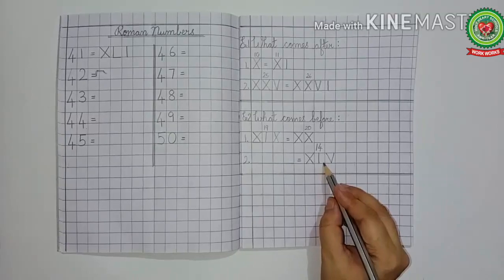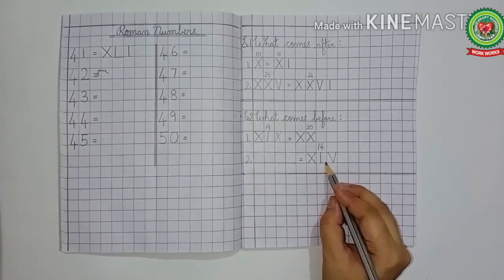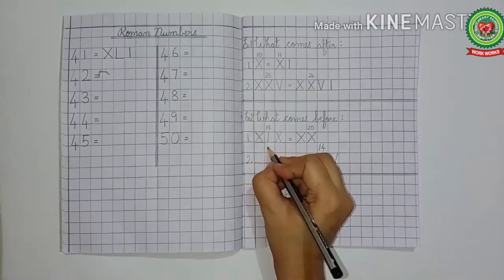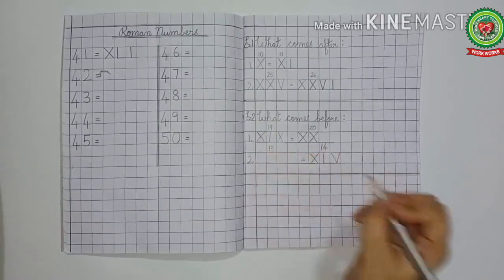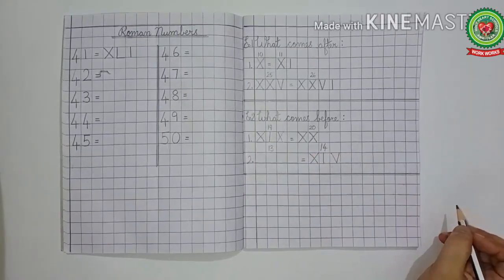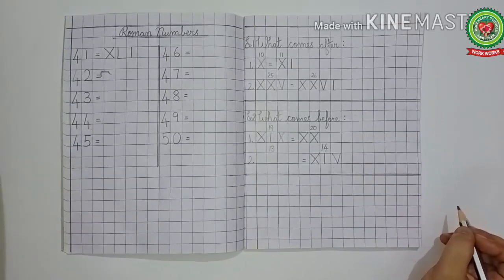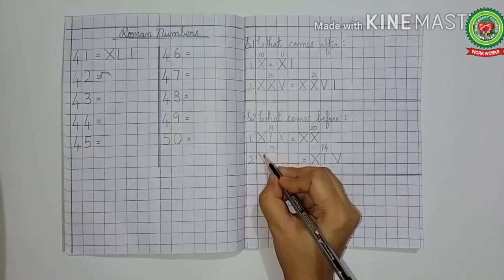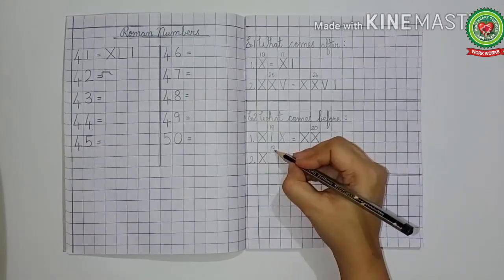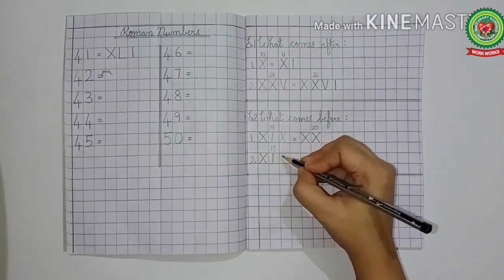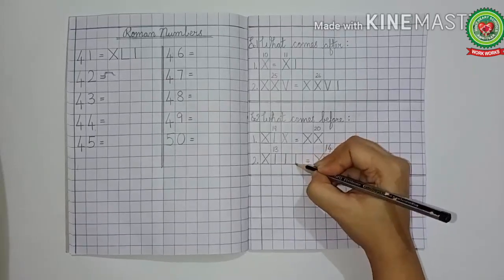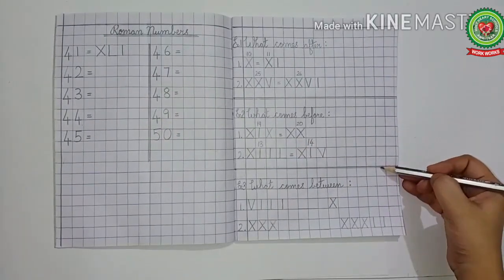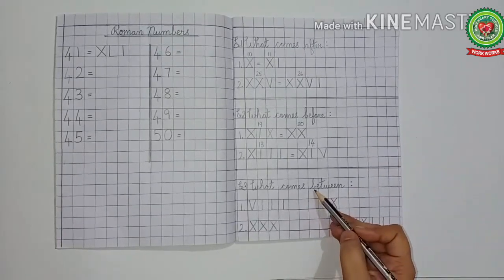Now we have to see what comes before 14. We know that 13 comes before 14. So how do we write 13 over here? First of all we have to write 10, because 10 plus 3 is 13. So how do we write 13? First of all we will write down 10. How do we write 3? That is III. Now after that again you will draw a finishing line. Now we will start the next exercise.